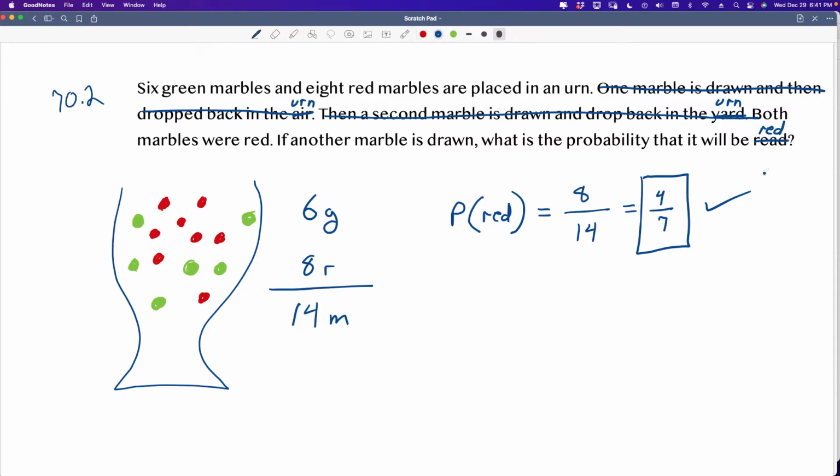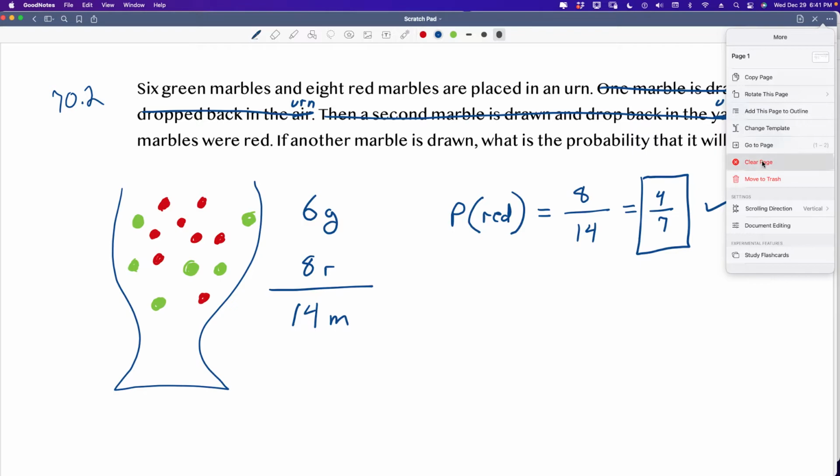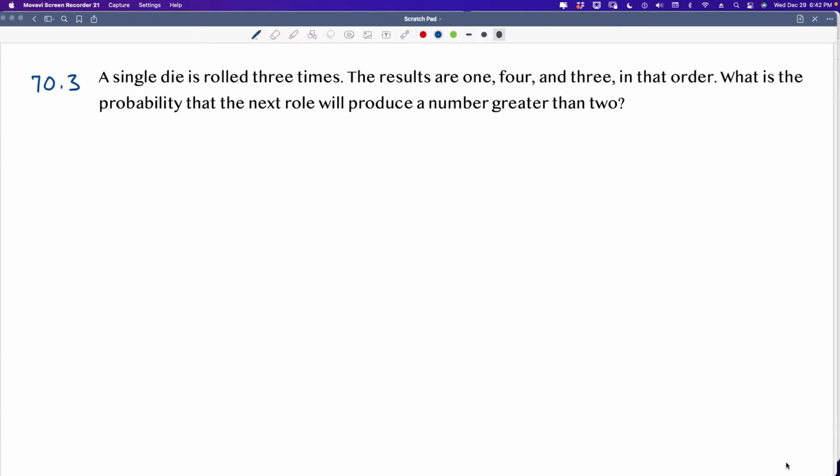All right, so let's look at another one. I'm going to clear the page. And we're going to do 70.3. All right, and I am going to pause this and type in my problem so you can read it. All right, so here's our problem. A single die is rolled 3 times. The results are 1, 4, and 3 in that order.